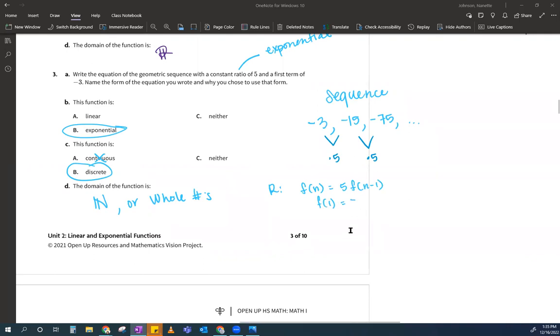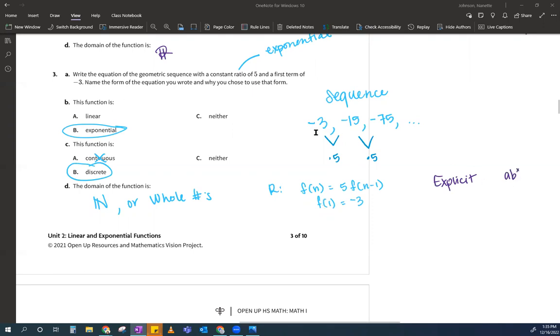Okay, so that's recursive. Here's explicit. Explicit looks like this. My writing is even funkier when I'm sick. That's funny. So it's a b to the x. That is my equation, right?